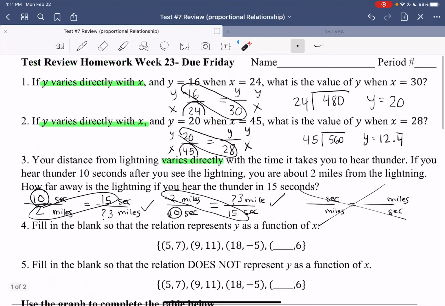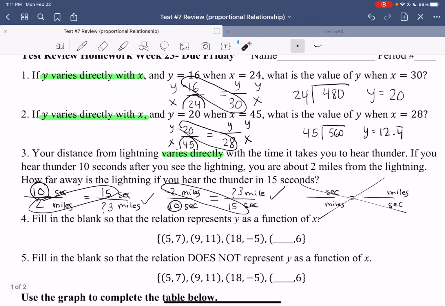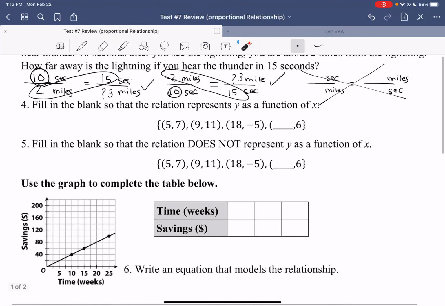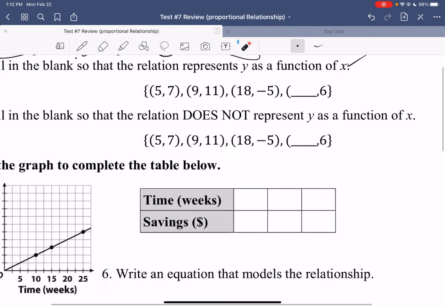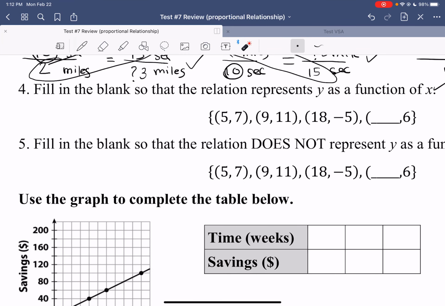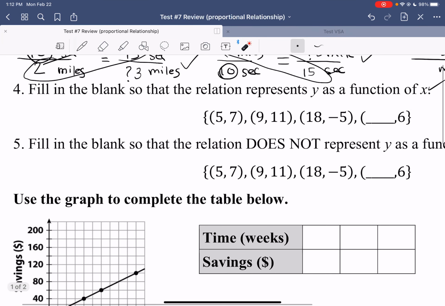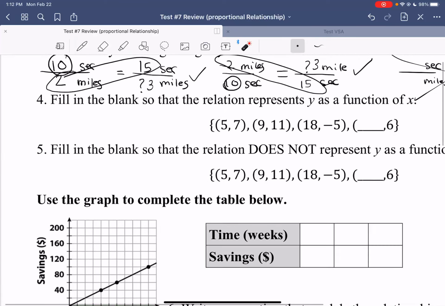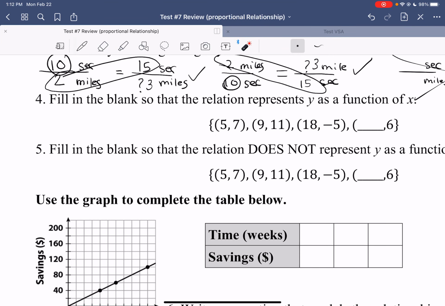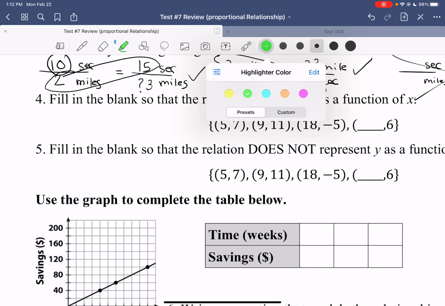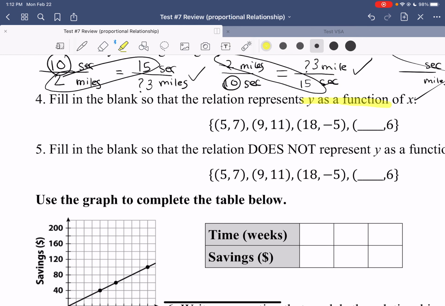Okay, so that is on proportions, varies directly, direct variation, proportions. Okay, number 4 and 5, we have fill in the blank for something that represents y as a function of x. So now we're going out of proportions and into the world of functions. We're looking for y as a function of x.